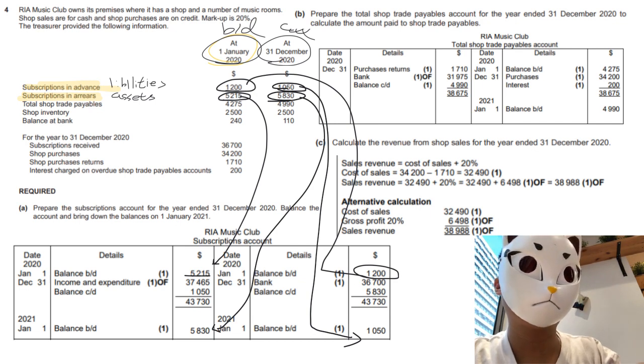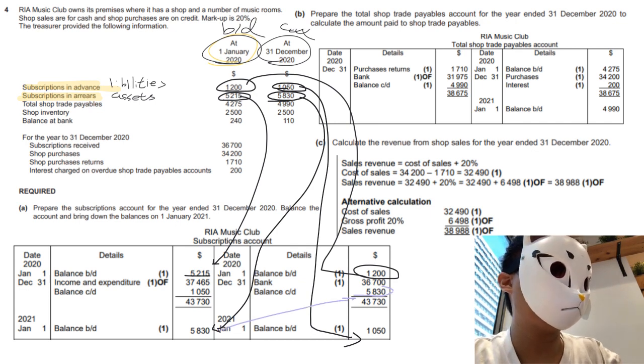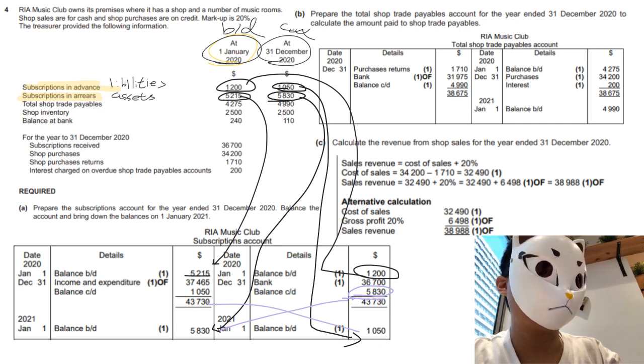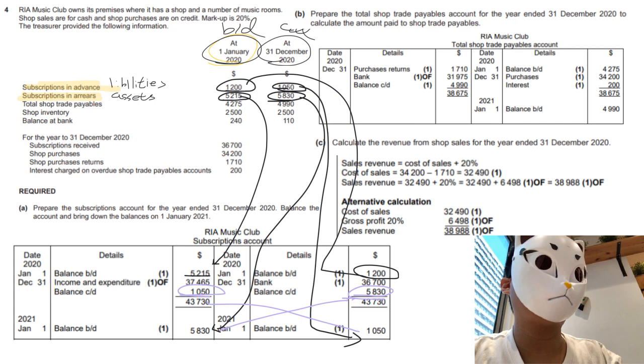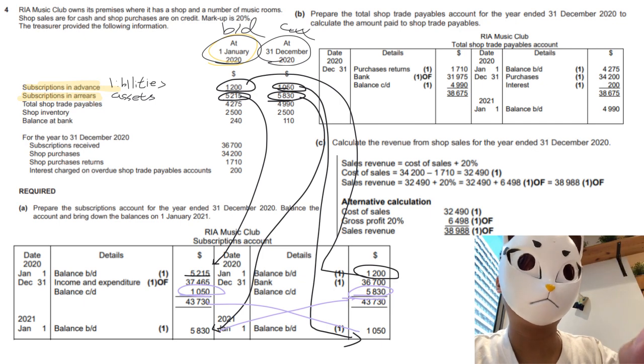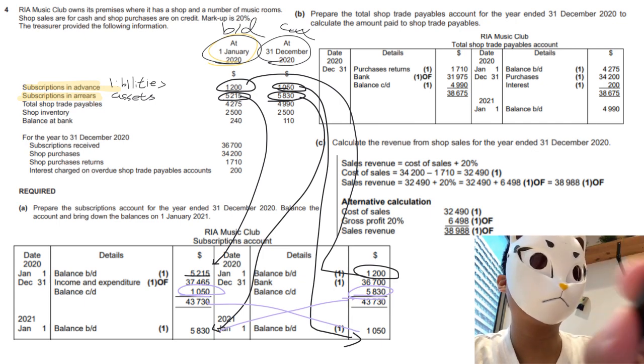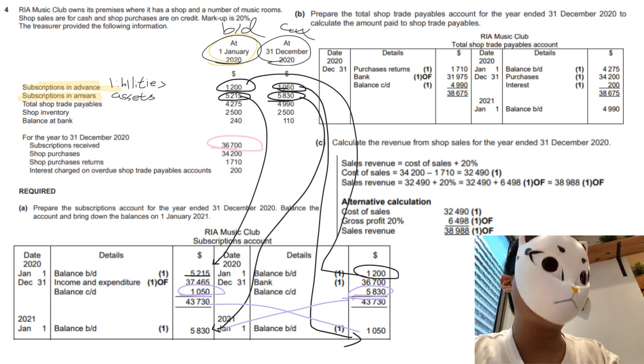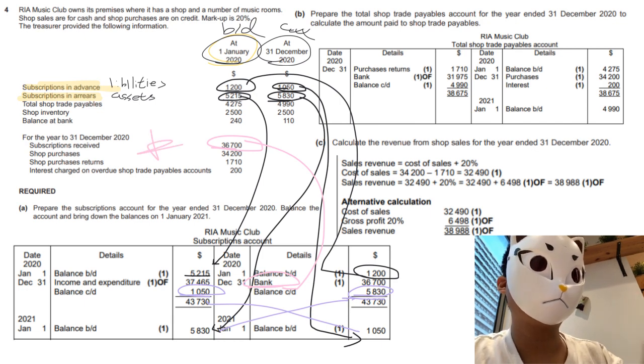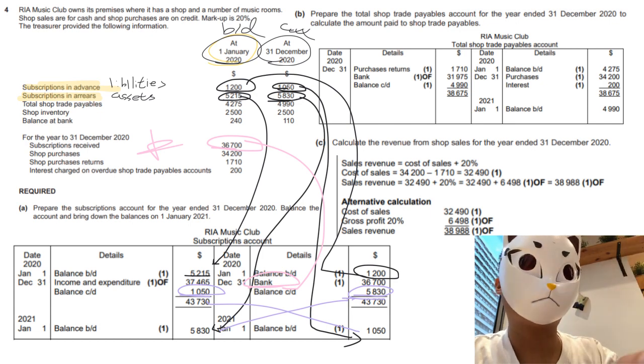So next, this one, some students might make error. This 5830 we'll put it here. This 1050 we'll put it here, as for the carry down. Right now, we are going to take a look at the things there. So what do we have? We have the balances. Next, we have the subscription received. That is what we call the bank. So remember that it's bank. We will put it as bank, but you don't put down subscription received. You put down bank.